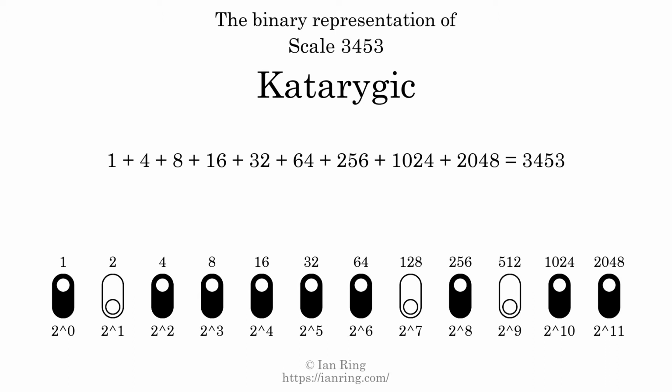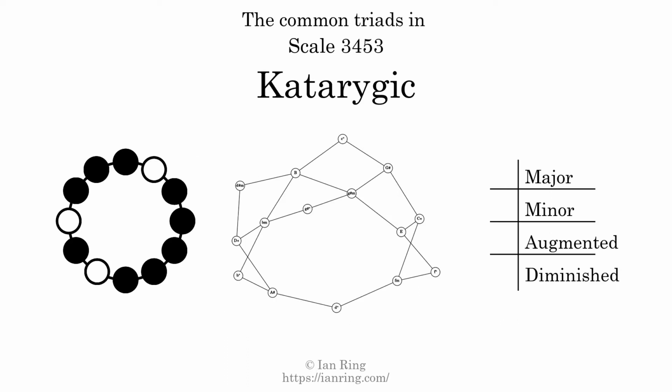content of the scale. Represented as a binary number in base 2, the scale number is 1101011111101. Here are the common triads present in this scale. The diagram in the center is a graph of parsimonious voice leading between triads.